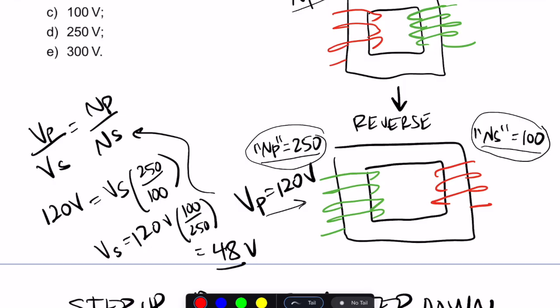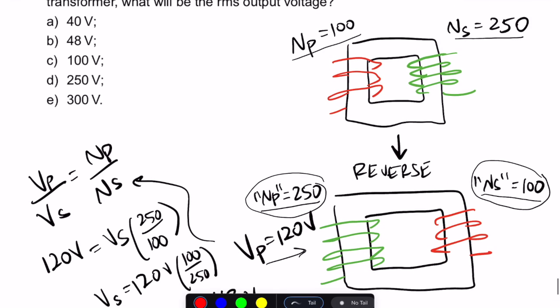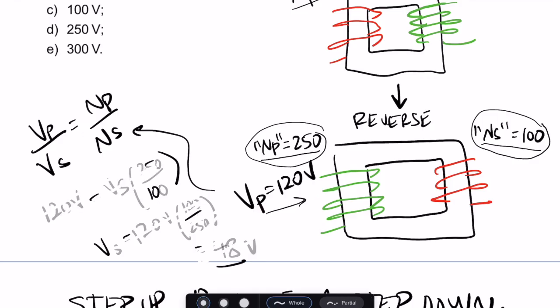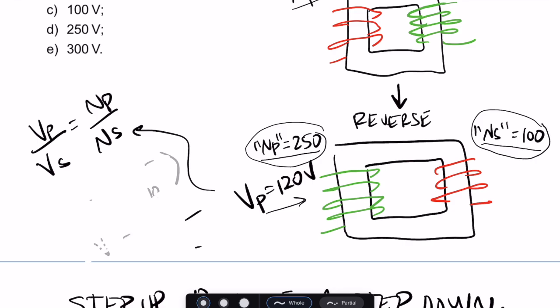So we reverse it so that the 250 is on the left and the 100 is on the right. Okay, so the 250 is now the primary and the 100 is now the secondary. That's why I put the quotation marks. And now we're going to input 120 volts into this side. The question is, what is the voltage that comes out?